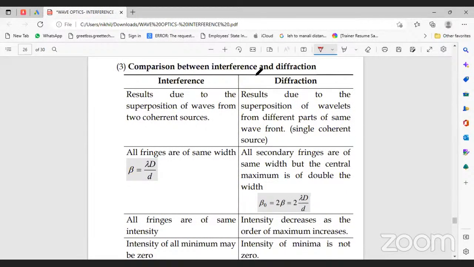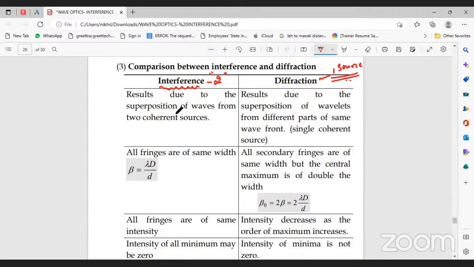So you can see the differences between interference and diffraction, but that will not help for competitive exams. But you can notice some of the differences. In the case of interference, we always require 2 coherent sources, right? But in the case of diffraction, one source is sufficient. With one source only we can get the diffraction.